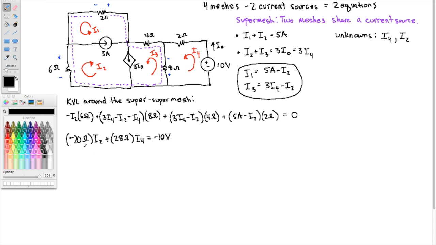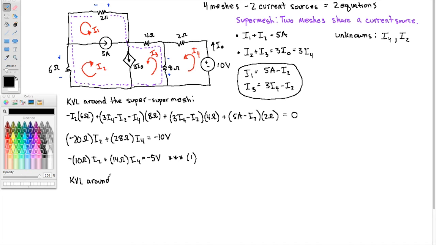Now if you like here, you can divide by 2. So this would make minus 10 ohms times I2 plus 14 ohms times I4 equals minus 5 volts. Alright, so we'll put some stars by that and call that equation 1, and we'll come back to it. Now, I've got one equation there and 2 unknowns, so I need another equation, and mesh 4 is going to give me that equation.